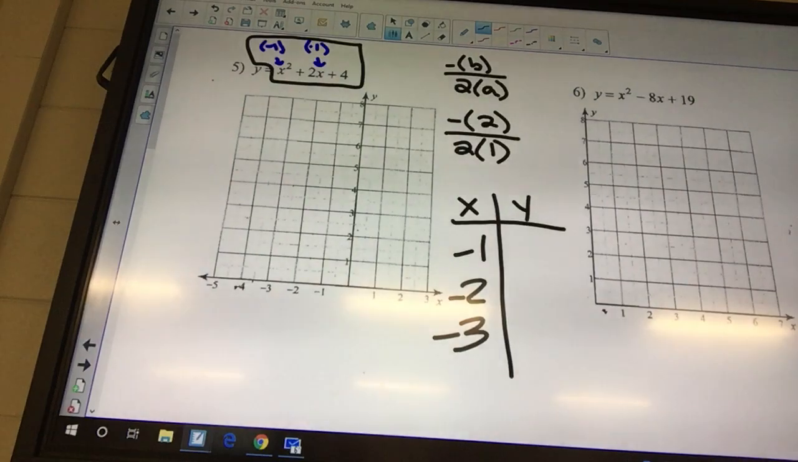You need parentheses everywhere there's an X, because when you put negatives, if you don't put parentheses, look at this. Negative 1 times negative 1 is what? 1. But if you don't put parentheses, it only makes the first number a negative, not the second one. So you get negative 1 instead of 1. So the parentheses are super important.